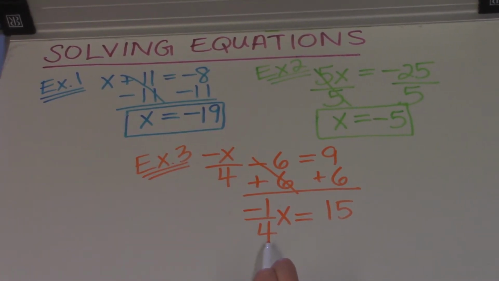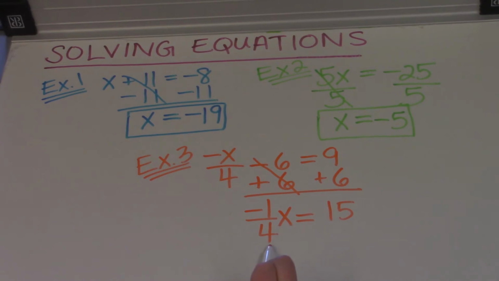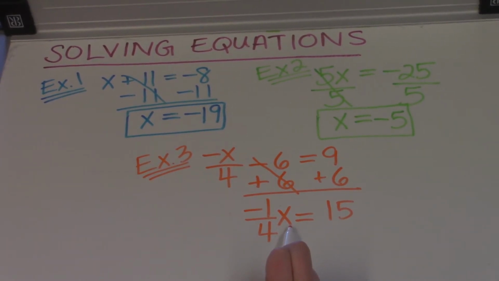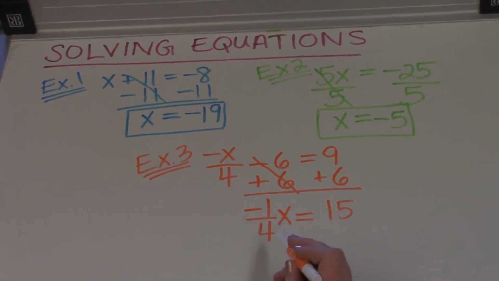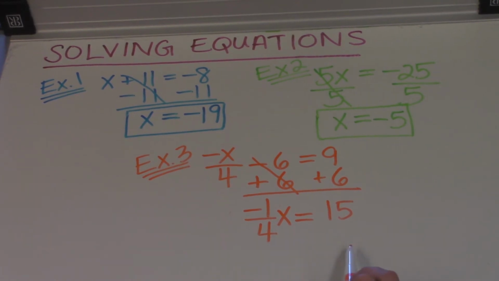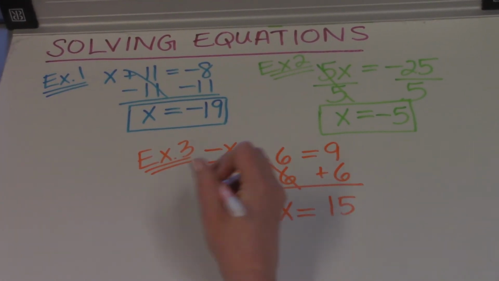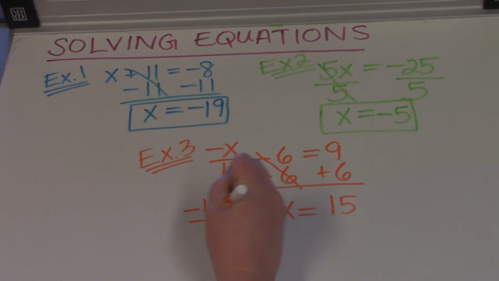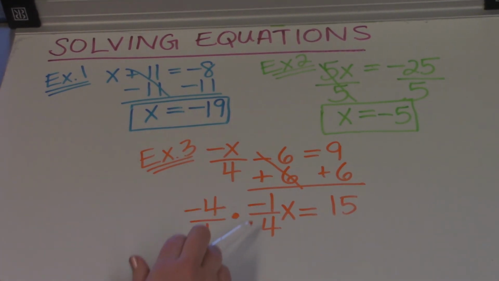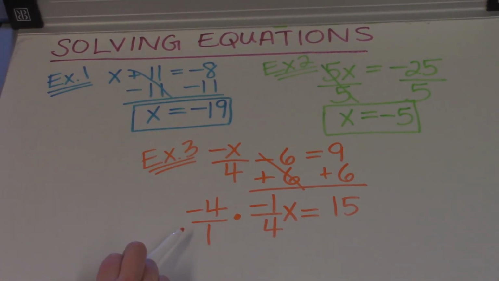If you look at this, we're multiplying negative 1/4 times x. The opposite technically would be dividing both sides by negative 1/4, but in math, we never divide by a fraction, we multiply by the reciprocal. And remember, the reciprocal is taking the numerator and denominator and flipping them.